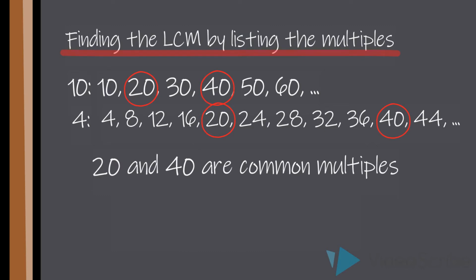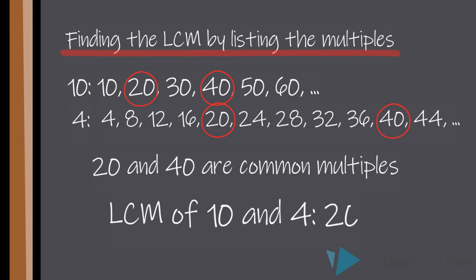Our next question is just which number is smaller, 20 or 40? Because 20 is the smallest multiple that both 10 and 4 have in common, 20 is the LCM of 10 and 4. This is the first method to find the LCM, and this method works really well with smaller numbers.